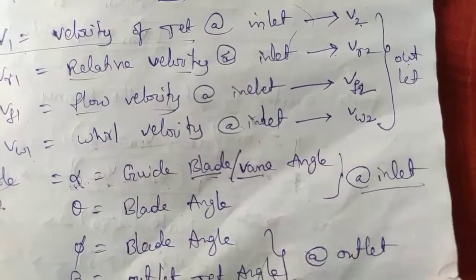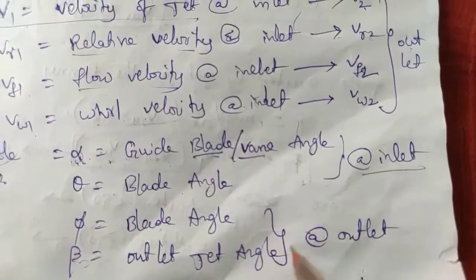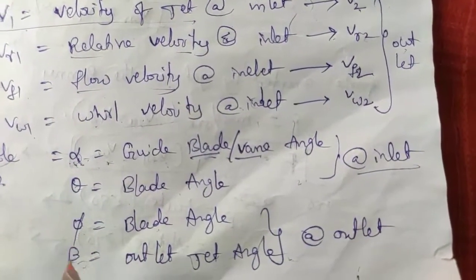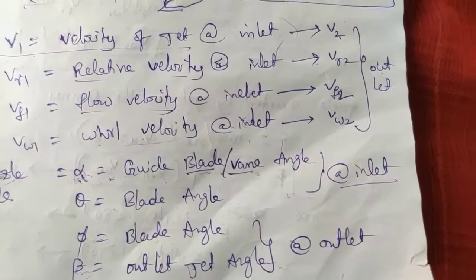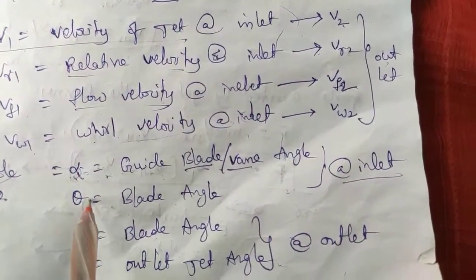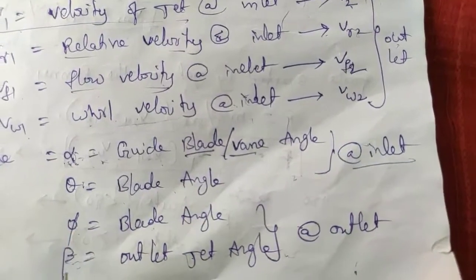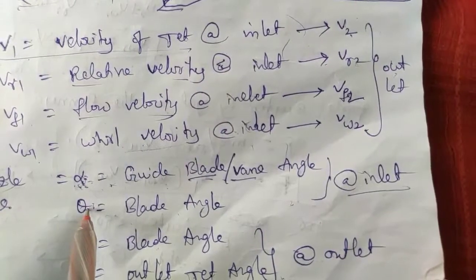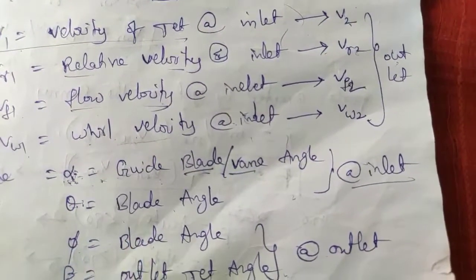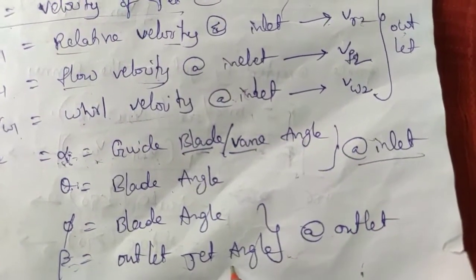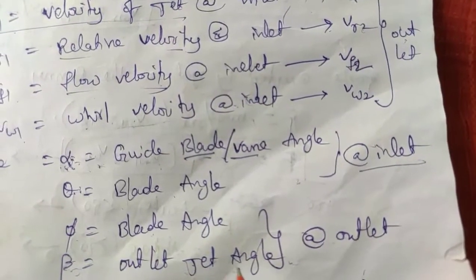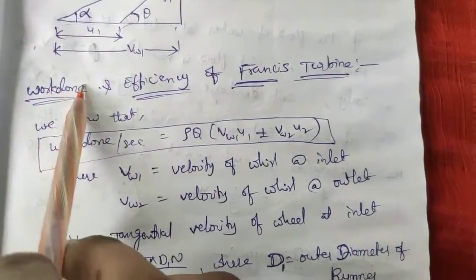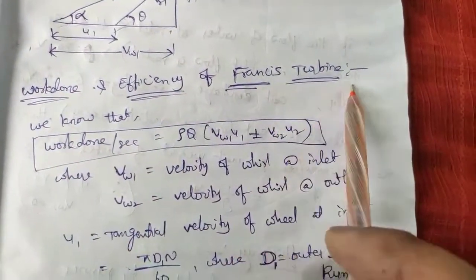These terms are very important to solve the problem, and don't confuse the terminology alpha, theta, phi, beta. Simple: alpha, theta correspond to inlet, phi, beta correspond to outlet. So alpha guide blade angle, theta blade angle, phi blade angle, beta exit water angle, exit jet angle. Now derive the work done and efficiency of the Francis turbine.